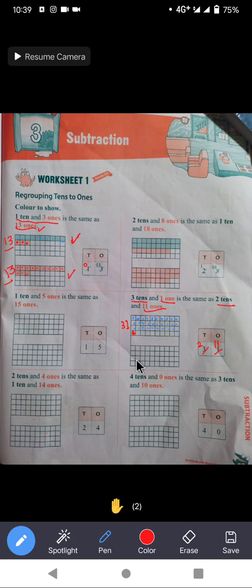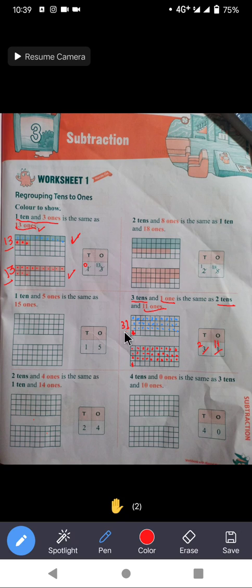So I will take red color for this here. Okay, 1 2 3 4 5 6 7 8 9 10 11 12 13 14 15 16 17 18 19 20. Okay, means 2 tens. So we have filled 2 tens. Now we have to fill 11 more squares. So let's count 1 2 3 4 5 6 7 8 9 10 11.